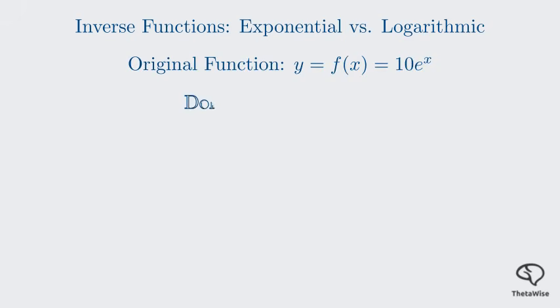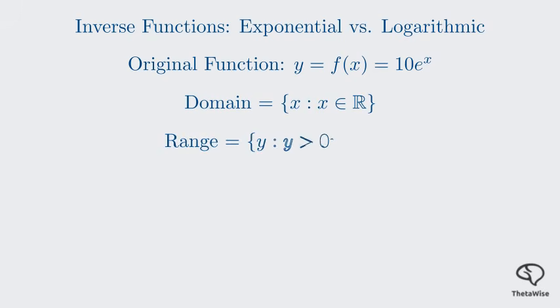The domain of this function, which are all possible x values, is all real numbers. This means we can raise e to any power. The domain is all real numbers, from negative infinity to positive infinity. The range, or the possible y values, is all positive real numbers. Because e to the power of x is always positive, 10 times e to the power of x is also always positive. So y must be greater than 0. The function never equals 0, and it's never negative. Its output values are strictly positive.